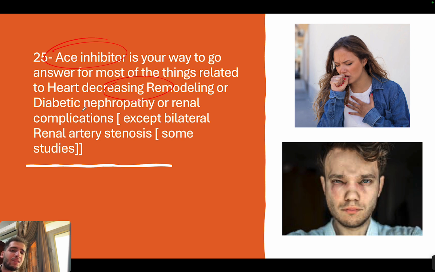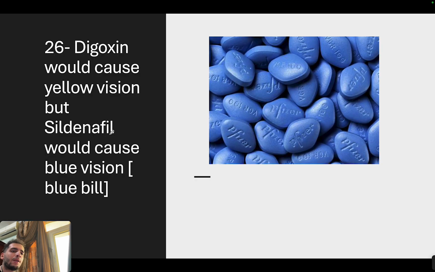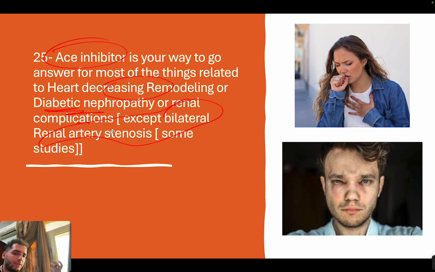Now, it also has mortality benefit for patients with diabetic nephropathy. When you see a person with diabetes and he is having protein in the urine, then you know that he is going through diabetic nephropathy. Then the first step that you do is giving him ACE inhibitors, even if he doesn't have hypertension, okay? Also, renal complications we can treat with ACE inhibitors, except bilateral renal artery stenosis. Some resources or studies say that ACE inhibitor is contraindicated in bilateral renal artery stenosis, not unilateral. We use ACE inhibitors for unilateral, but it's contraindicated in bilateral, okay? Remember that renal artery stenosis will happen in your exam as a buri.